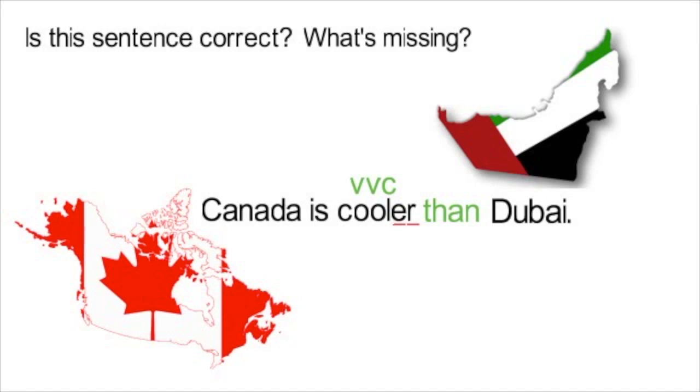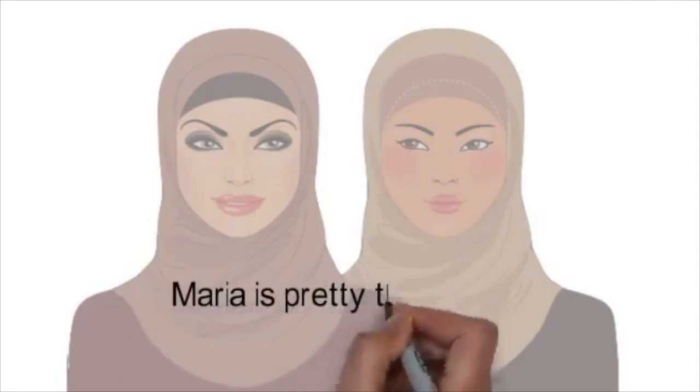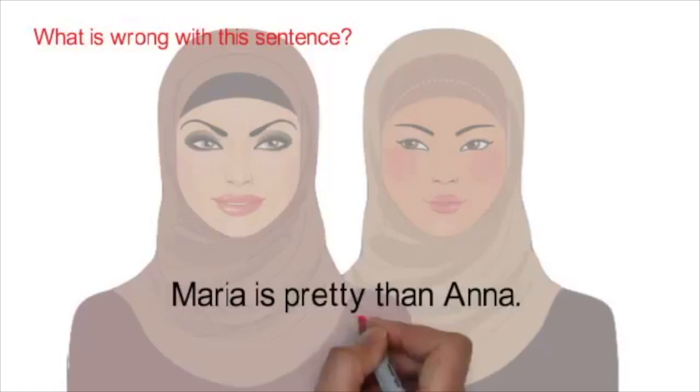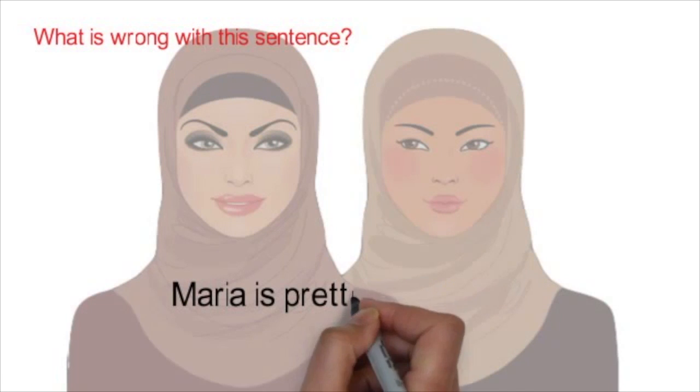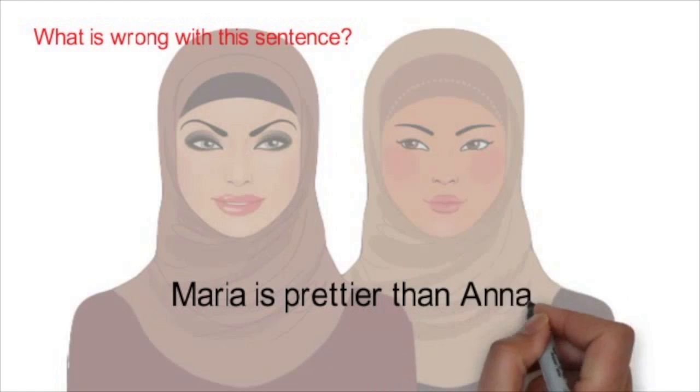Okay, let's take a look at this sentence. Maria is prettier than Anna. What's wrong with this sentence? That's right. The word pretty needs to be changed to prettier than. Pretty ends with a Y, so we take away the Y and add IER.